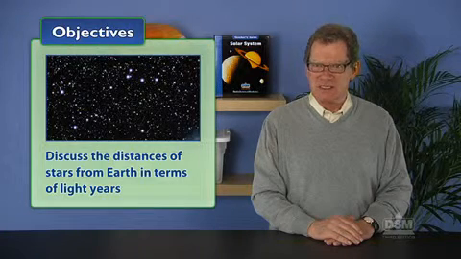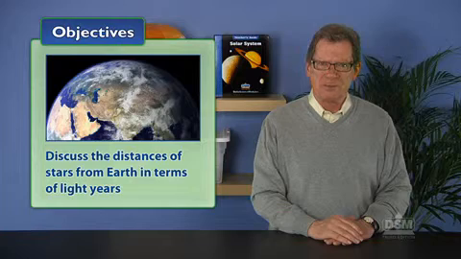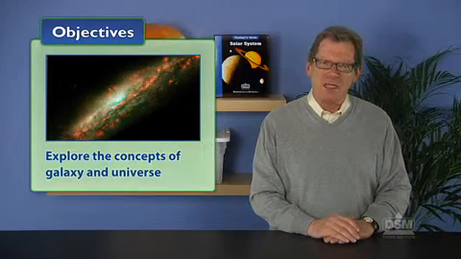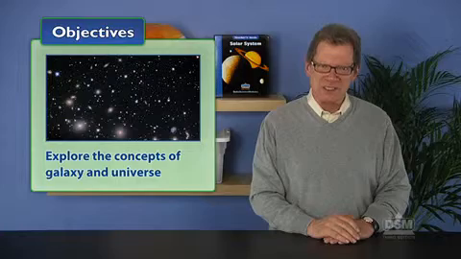In Activity 11, Starlight, Star Bright, students explore stars beyond our solar system. Students first discuss the distances of stars from Earth and one another in terms of light years, and then discover that stars differ in size and temperature. Finally, students discuss and explore the concepts of galaxy and universe.